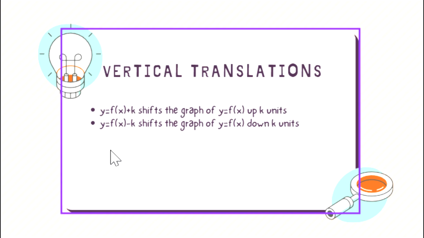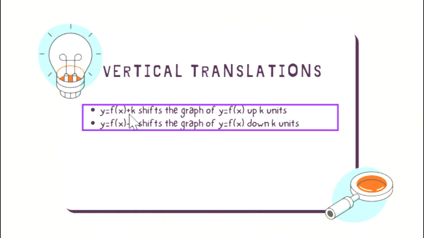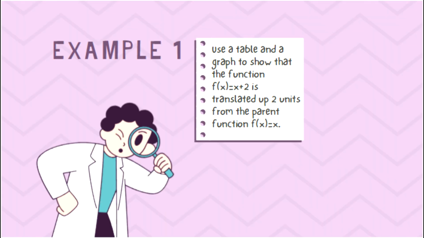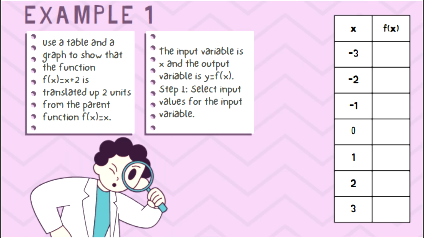Okay, so remember this is y equals mx plus b. So if it's plus b, it moves up the y-axis. If it's minus b, it moves down the y-axis. Okay, here's example 1. Use a table and a graph to show that the function f(x) is equal to x plus 2 is translated up 2 units from the parent function f(x) is equal to x. It's going to go through all of this complicated stuff to prove to you that this plus 2 means that this parent formula, which is just f(x) equals x, goes up 2 units. That's all we're doing.